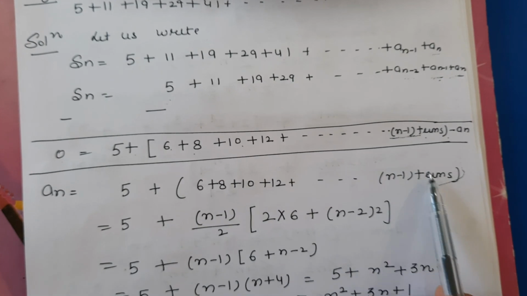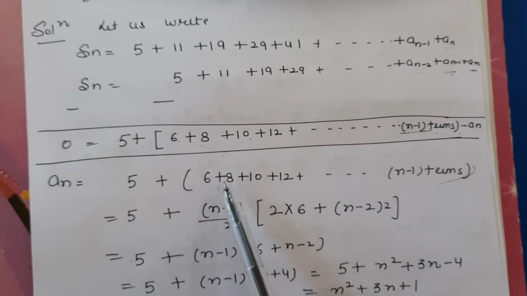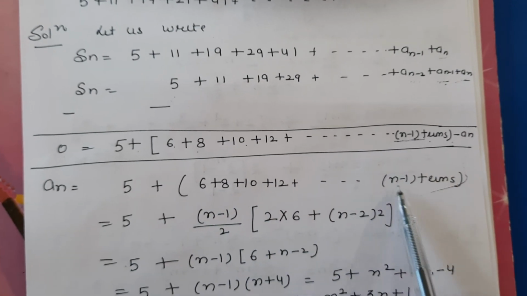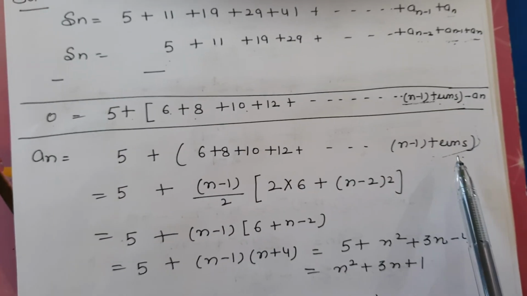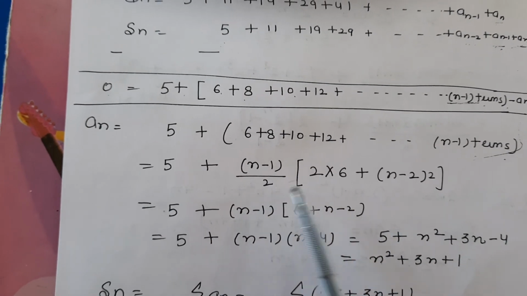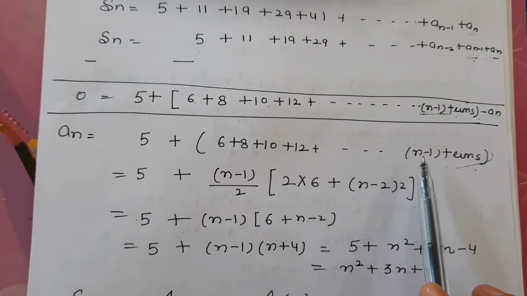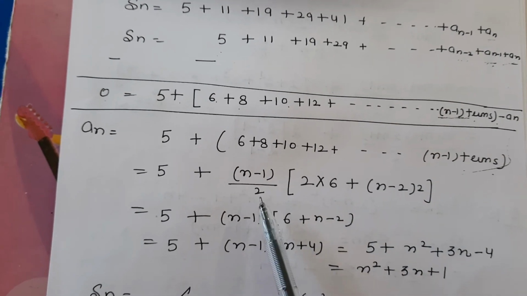Look at the series in the bracket. Clearly this series is in AP. The first term is 6. Common difference 2. The number of terms here are n minus 1. So apply the sum of AP. Number of terms divided by 2, 2a plus n minus 1 into d. Here number of terms are n minus 1 divided by 2.